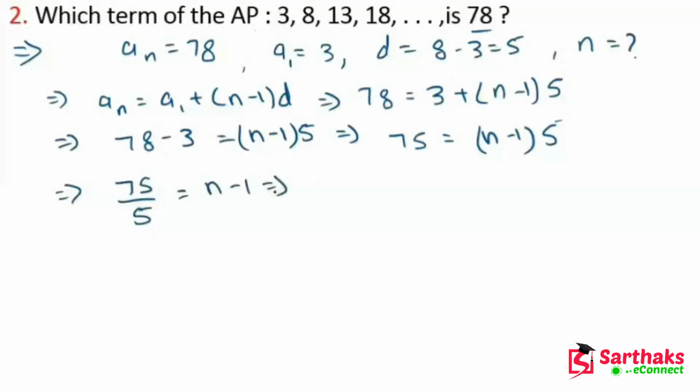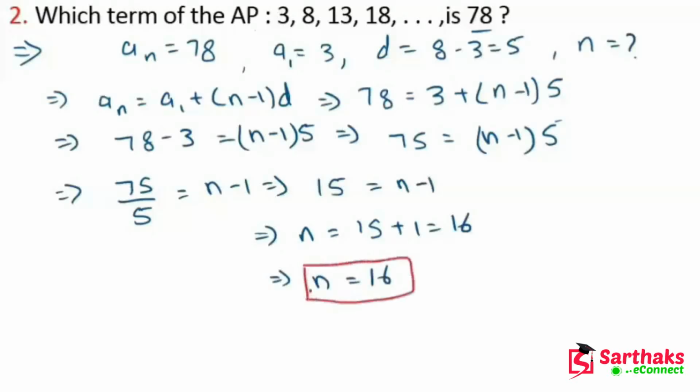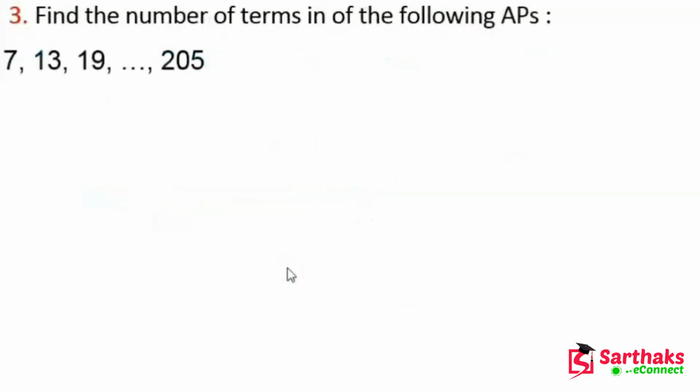We get 1 and 5, which is equal to n minus 1. Now the value of n is 15 plus 1, which is equal to 16. I hope you understand this question, how we can find the value of n. Hence the 16th term of the AP is 78. Okay, so now let's move on.